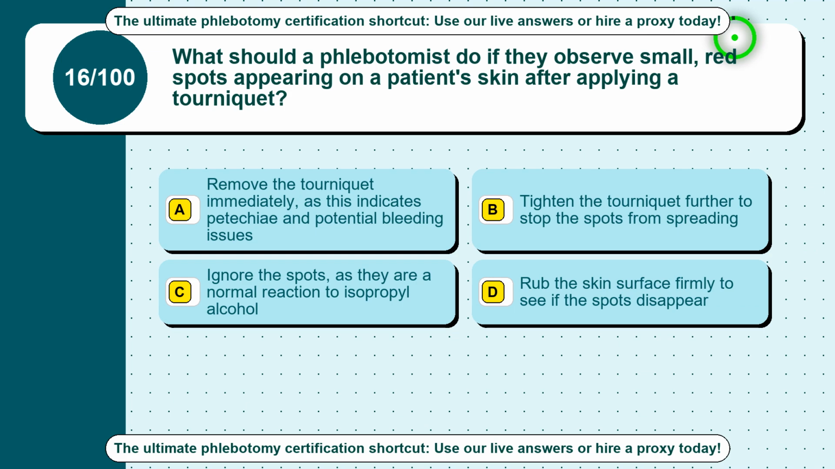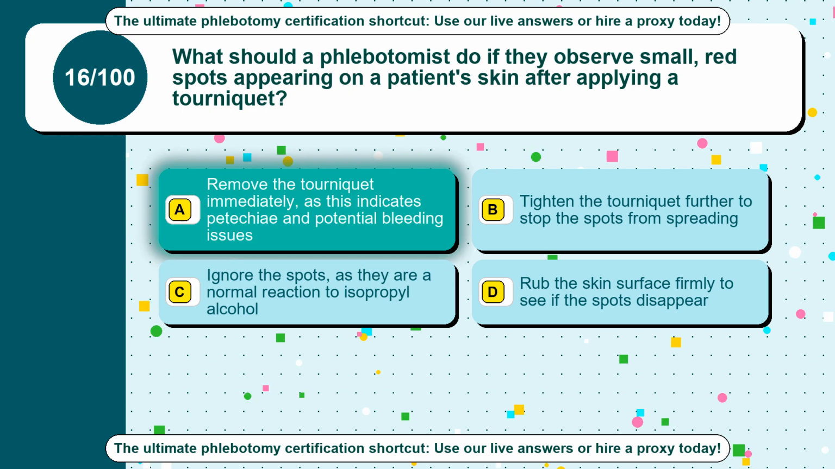Question 16. What should a phlebotomist do if they observe small, red spots appearing on a patient's skin after applying a tourniquet? Option A, remove the tourniquet immediately, as this indicates petechiae and potential bleeding issues. Option B, tighten the tourniquet further to stop the spots from spreading. Option C, ignore the spots, as they are a normal reaction to isopropyl alcohol. Option D, rub the skin surface firmly to see if the spots disappear. The correct answer is option A.